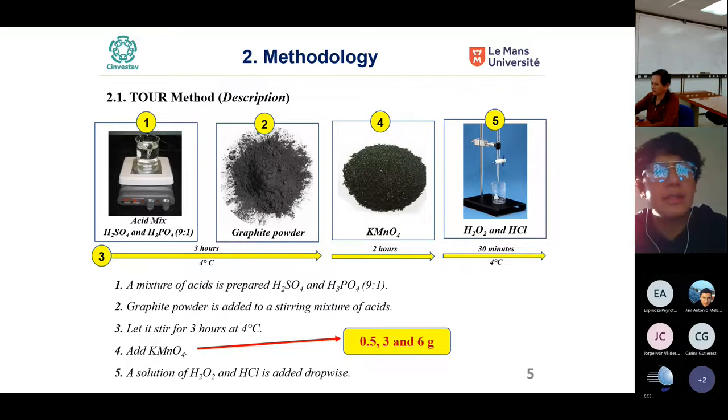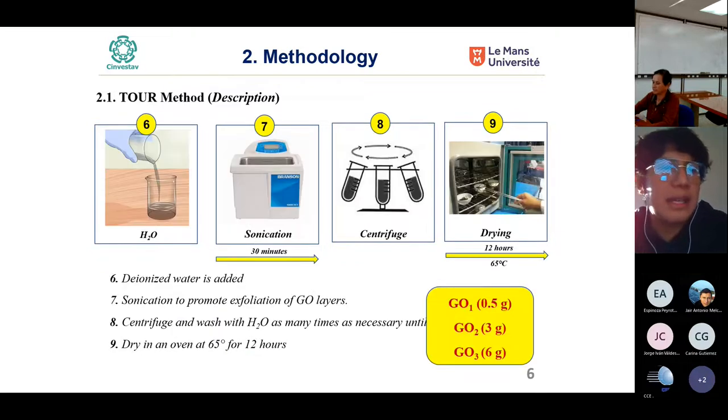Then a solution of water and hydrochloric acid is added dropwise. Then deionized water is added, followed by sonication to promote exfoliation of the graphene oxide layers, centrifuging and washing with water as many times as necessary until a pH of 7 is reached, and finally drying in an oven at 65 degrees for 12 hours. As a result, we obtained three different graphene oxides, with three different amounts of potassium permanganate: 0.5, 3, and 6.